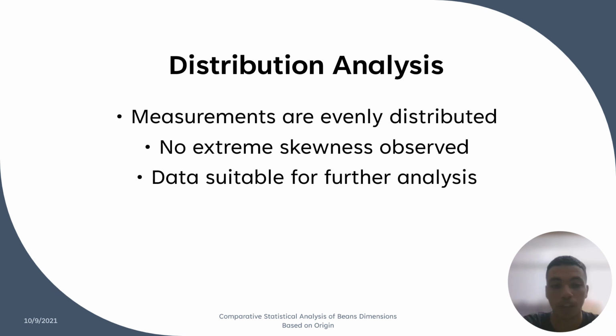So now distribution analysis. The distribution analysis shows that bean measurements are moderately spread around their main values and are relatively symmetric, so there is no extreme skewness, indicating consistent measurements and suitability for further statistical analysis. So overall, Indonesian beans appear shorter but wider and thicker, while imported beans are longer and more slender.